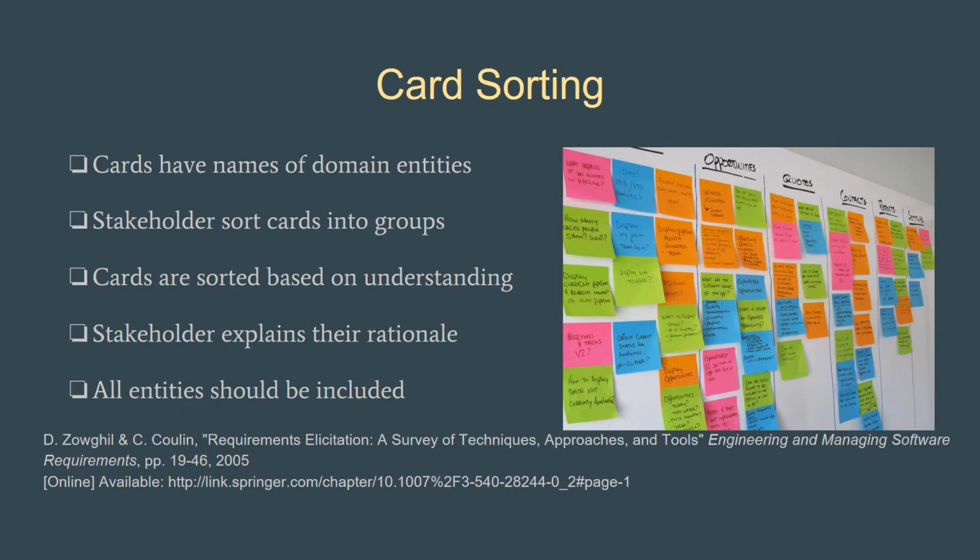Here on the right, you can see an example of a simple card sorting method, where the domain entities have been written on post-it notes. The participants have written the different groups on the whiteboard, then taken each of the post-its and organized them on the respective groups.